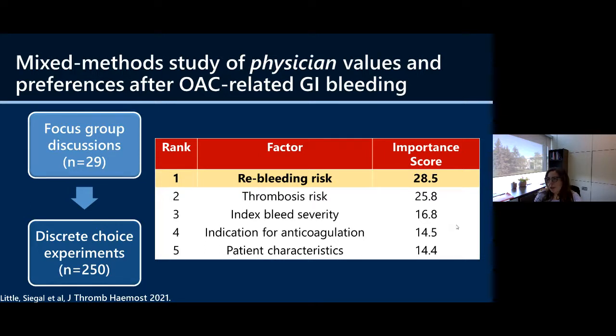So the largest preference grouping is reflected here, where rebleeding risk and thrombosis risk are really neck and neck with respect to importance. Rebleeding risk was slightly higher. 250 people answered this survey internationally, and it was a mix of internists, hematologists, cardiologists and neurologists. You can see some of the other characteristics that contributed to the decision making: how severe was the bleed, what they needed the anticoagulant for, and some other patient characteristics.